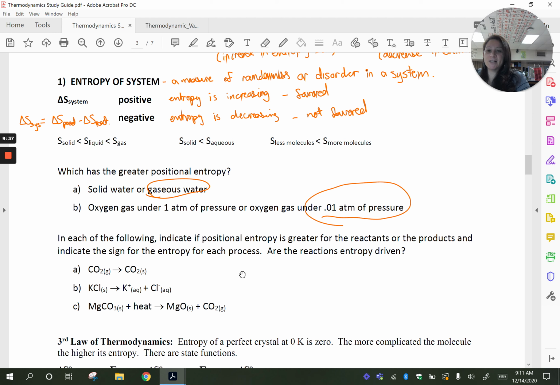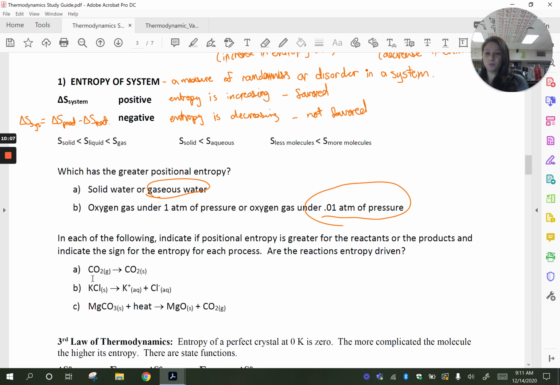Okay, how about the next one here? It says, in each of the following, indicate if the positional entropy is greater for the reactants or the products, and indicate the sign for the entropy for each process. So that's delta S, is it positive or negative? And also you want to answer whether the reactions are entropy driven or not. Entropy driven means that they are favored by entropy. So if delta S is positive, that means it's entropy driven. If delta S is negative, that means it's not entropy driven.